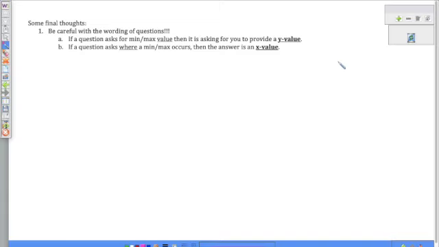And I might as well just say it one more time because I know some of you are going to forget. Absolute maxes and mins can occur at the endpoints. Relative maxes and mins can only occur inside the interval.